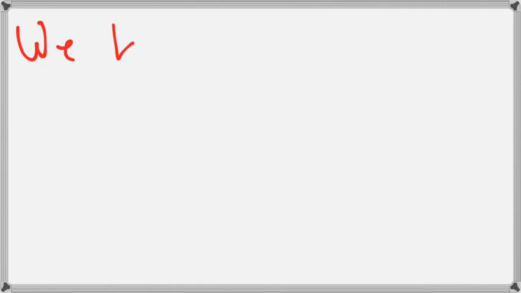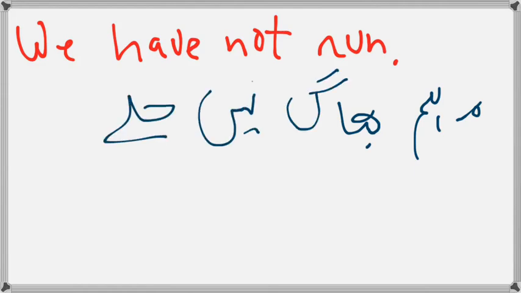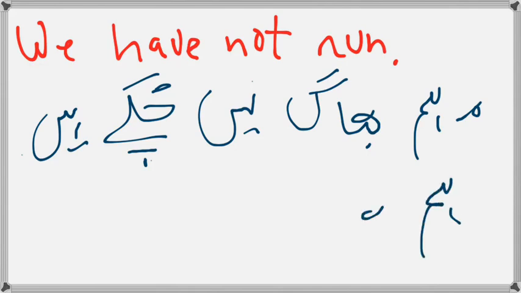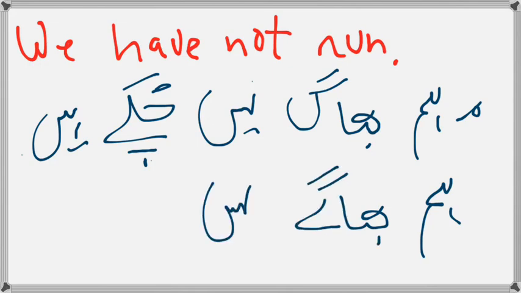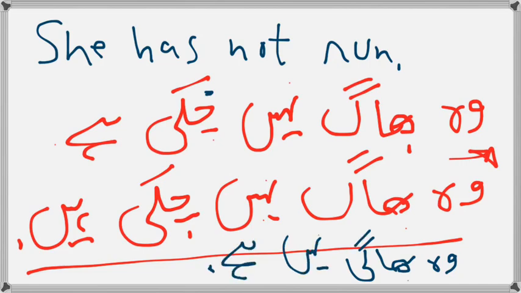Let's suppose we want to say we have not run. हम भाग नहीं चुके हैं. And I would like to tell you one more thing. Instead of using हम भाग नहीं चुके हैं, we can also say हम भागे नहीं हैं. And similarly, for she, we can say वो भागी नहीं है. We usually use चुके and चुकी, but we can also say वो भागी नहीं है. She hasn't run.